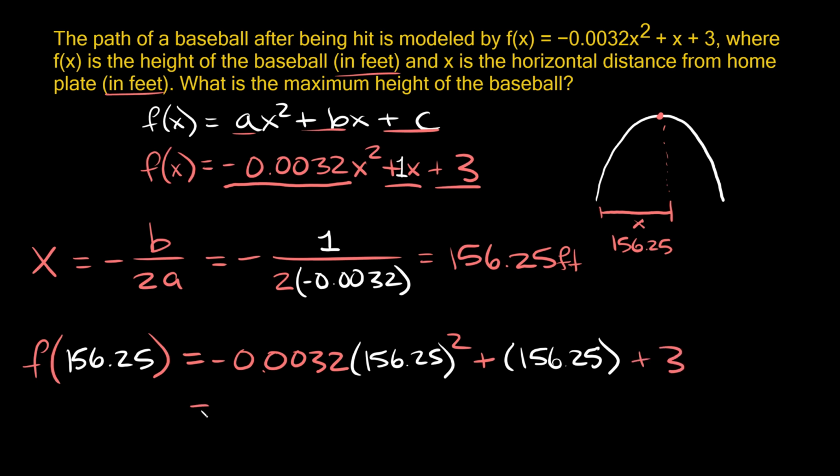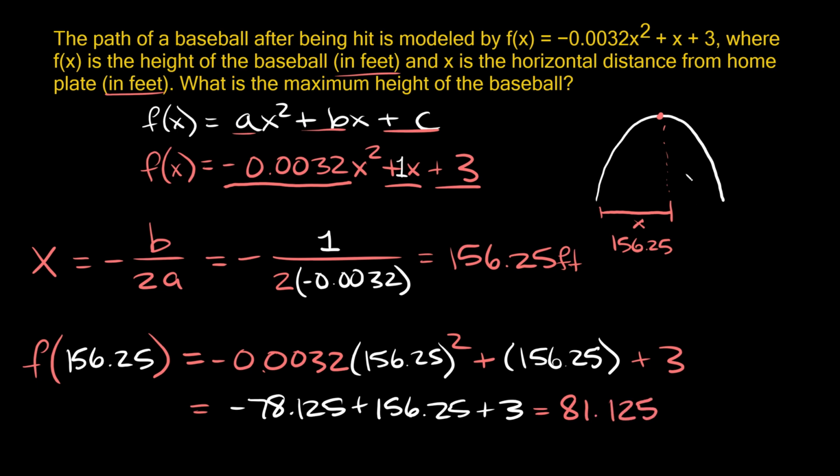So then here this is going to be equal to 156.25 squared. So if you square that and then multiply it by negative 0.0032, you should get that this is equal to negative 78.125. And then we have plus 156.25 plus 3, all right? So if you add this all up, you'll get that this is equal to 81.125. And again, what are the units? Well, we're talking about the max height right here, so we're going to have feet. So that's the max height of the baseball for this problem.